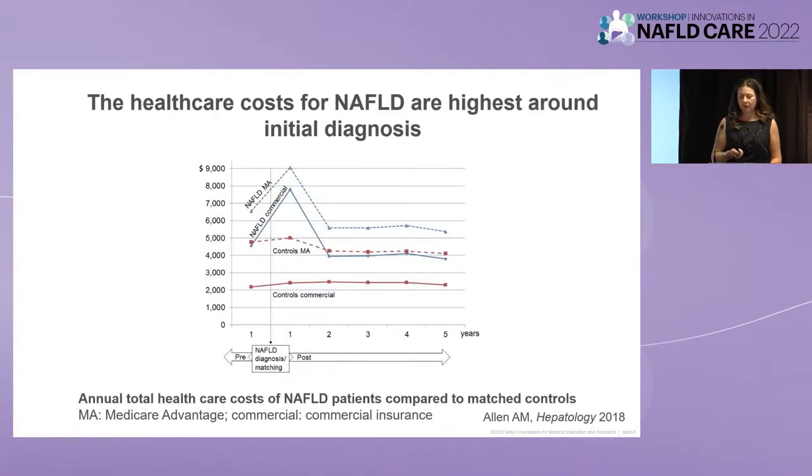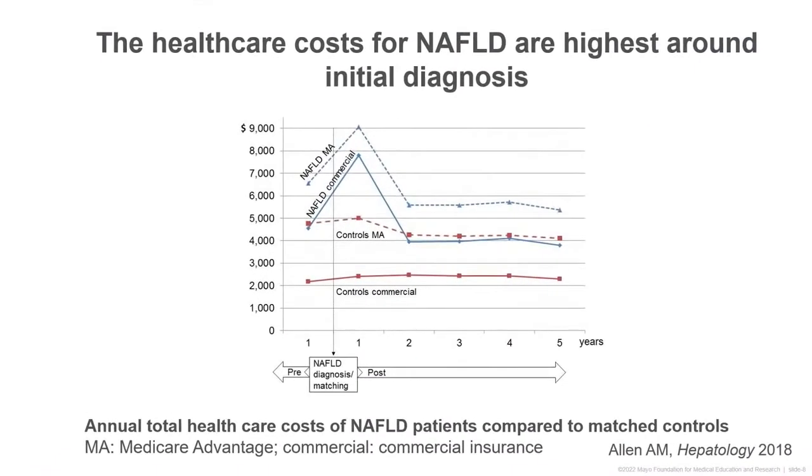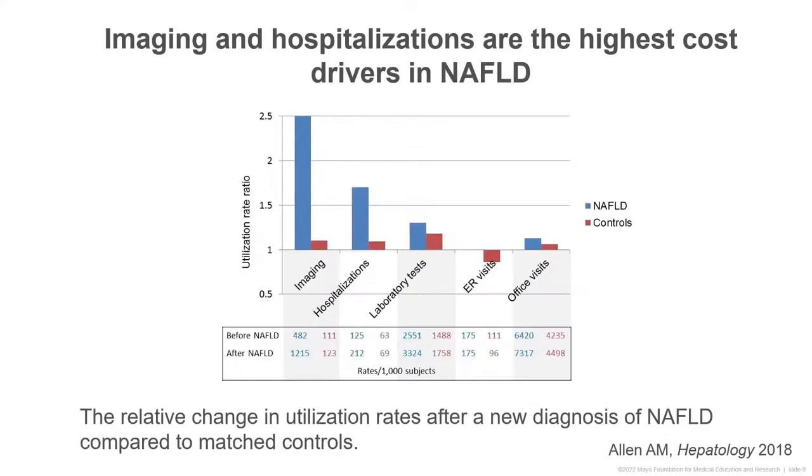What about the costs? How much do we spend? What's the annual total healthcare cost of NAFLD patients compared to controls? This is NAFLD in blue versus controls in red. Just focus maybe on the solid line for the commercial people. Notice that the largest amount of money spent on these people is around the time of diagnosis. So we billed for a code of NAFLD. We followed them a year later. There's a difference of $8,000 per patient in NAFLD compared to $2,500. So it's a large burden of healthcare costs around identifying NAFLD.